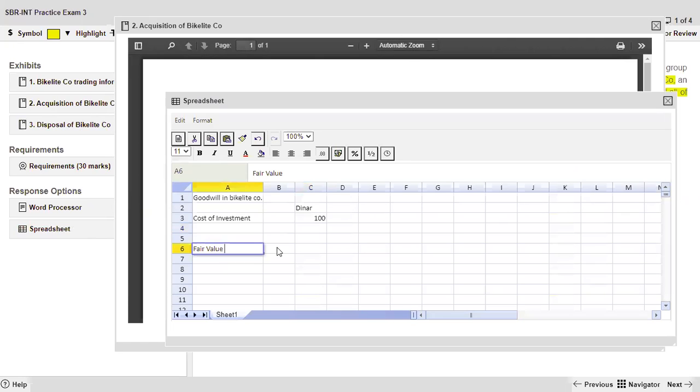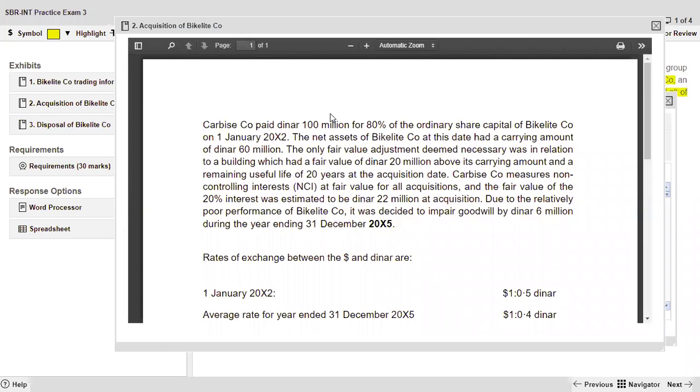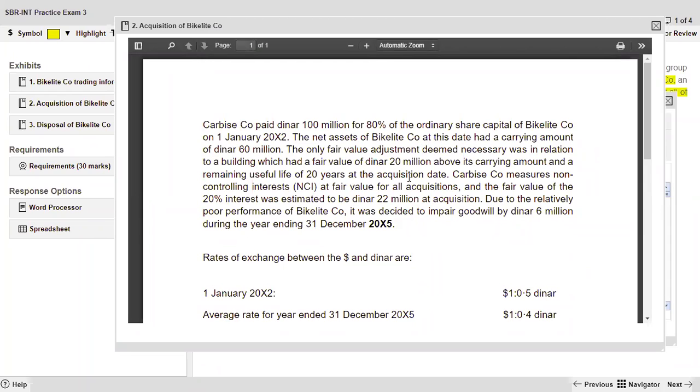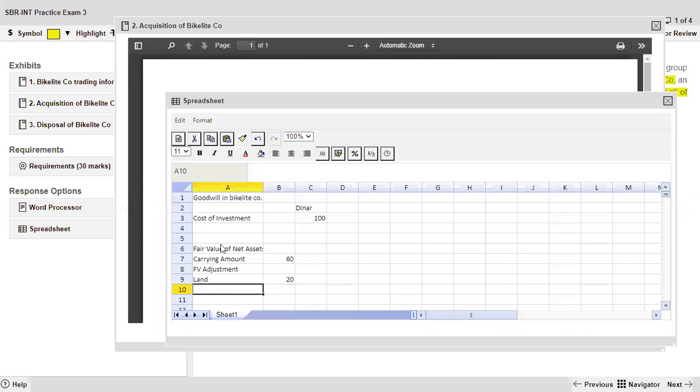Fair value of net assets: the carrying amount is 60 million dinar. The only fair value adjustment deemed necessary was in relation to a building which had a fair value of dinar 20 million above its carrying amount and a useful remaining life of 20 years at the acquisition date. Fair value adjustment, 20 million. Carbise company measures NCI at fair value at acquisition, and the fair value of the 20% interest was estimated to be 22 million dinar. Fair value of NCI, 22 million dinar.